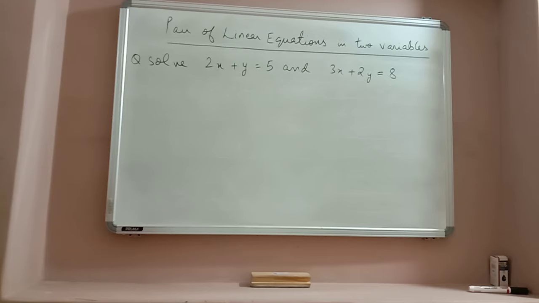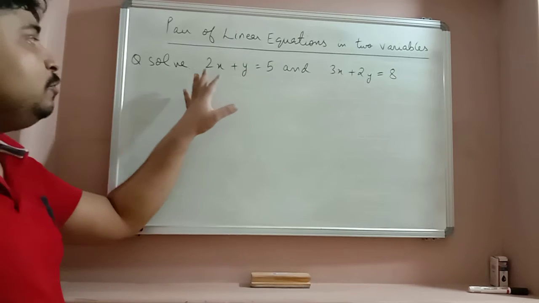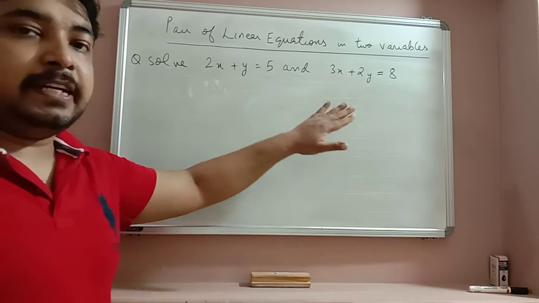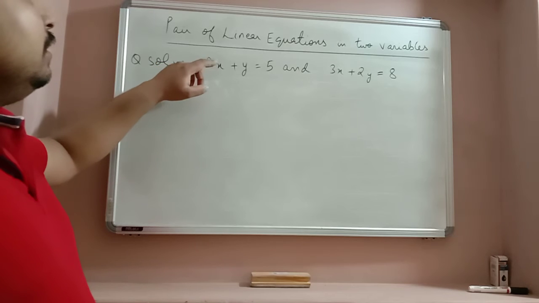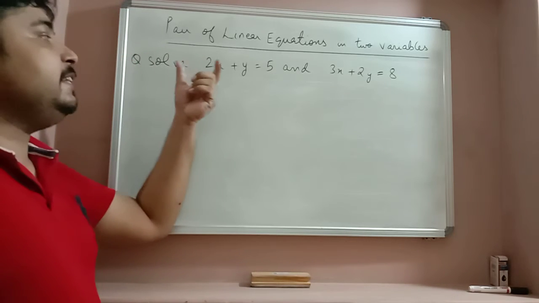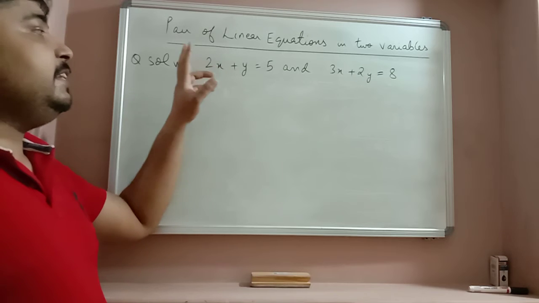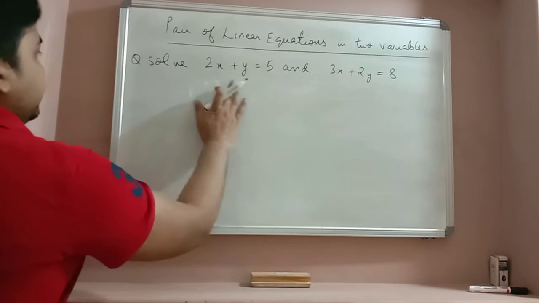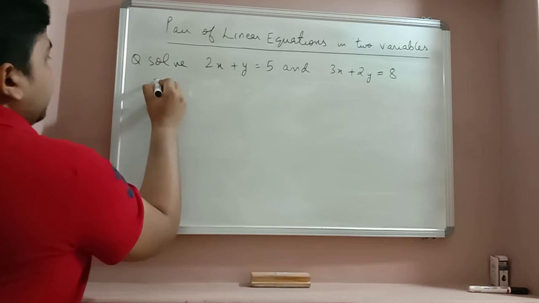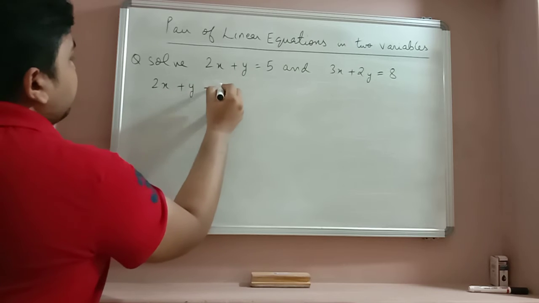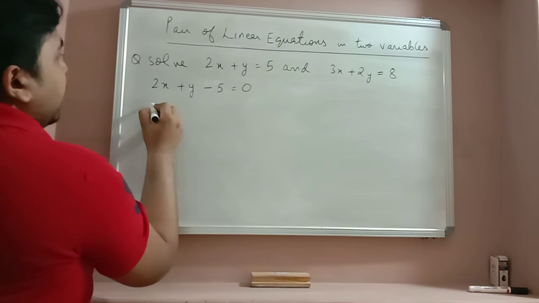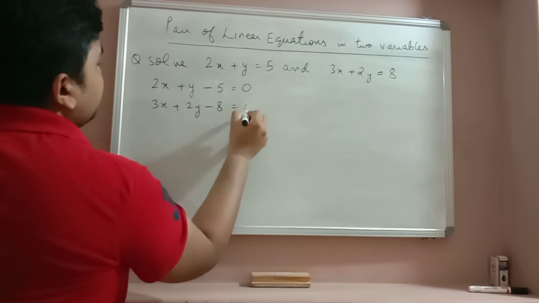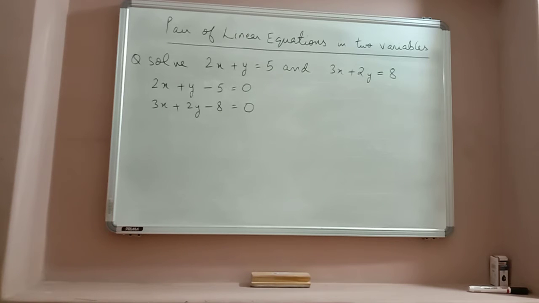Alright students, let's take up a question and I'll try to solve these two linear equations in two variables by using cross multiplication method. Now first and foremost thing that we need to understand is that we need to write down the equations in the general form in order to apply that formula. So let's write down the equations in general form. The equations are 2x plus y minus 5 equals to 0, and we have 3x plus 2y minus 8 equals to 0. These are the two equations in general form.